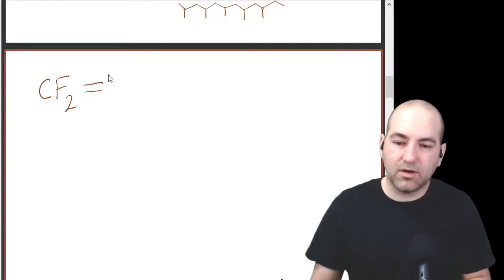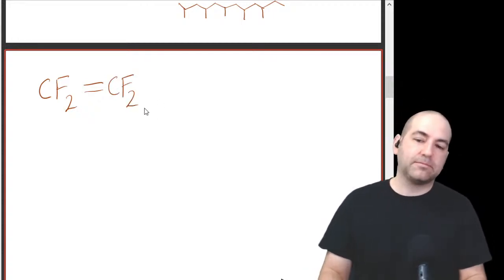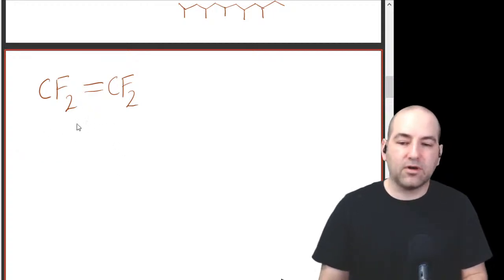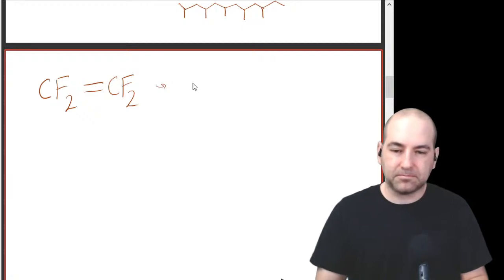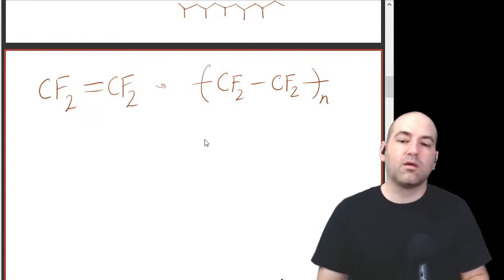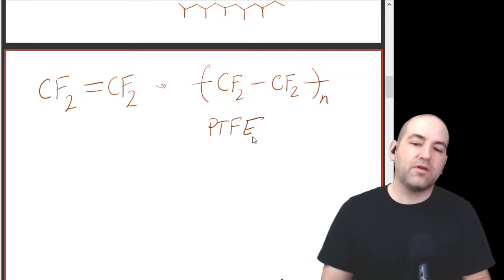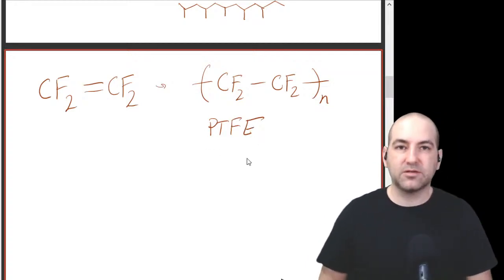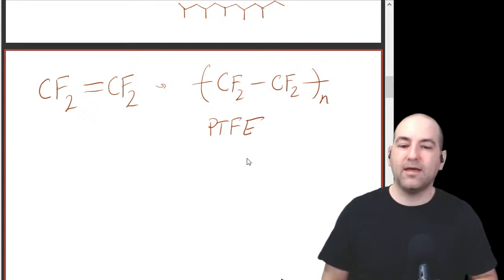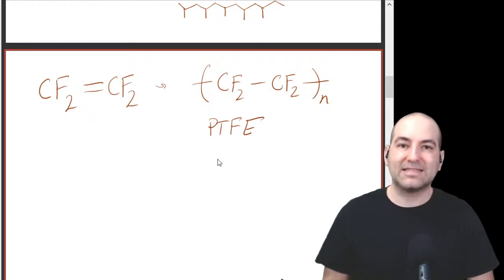If we start from something that looks similar to polyethylene but has fluorine atoms instead, it's called tetrafluoroethylene. Then we can make a polymer called polytetrafluoroethylene. I'm just going to write the abbreviation. So it's PTFE, which you may have seen. That's also known as Teflon. Teflon is like a brand name. You can get this material. It's known for its non-stick properties.